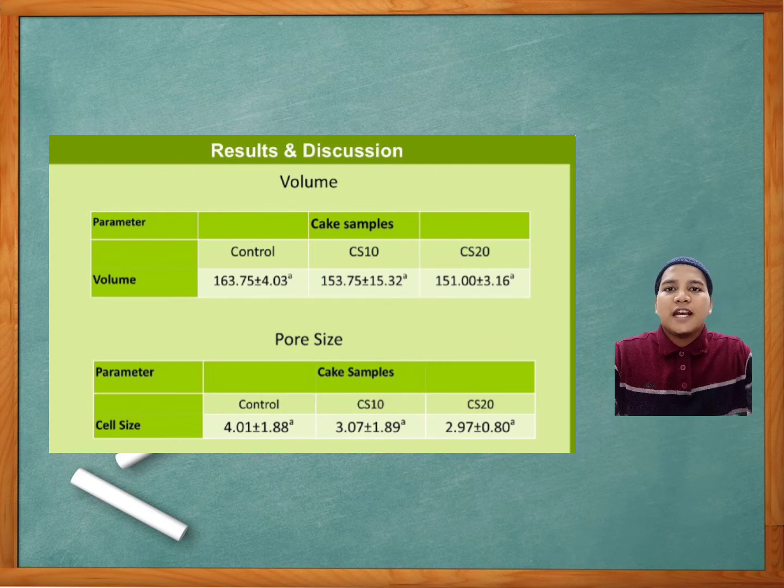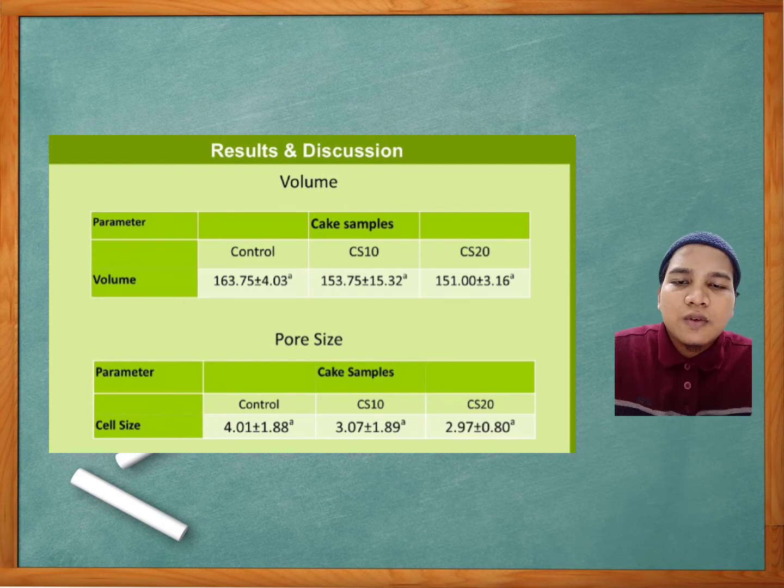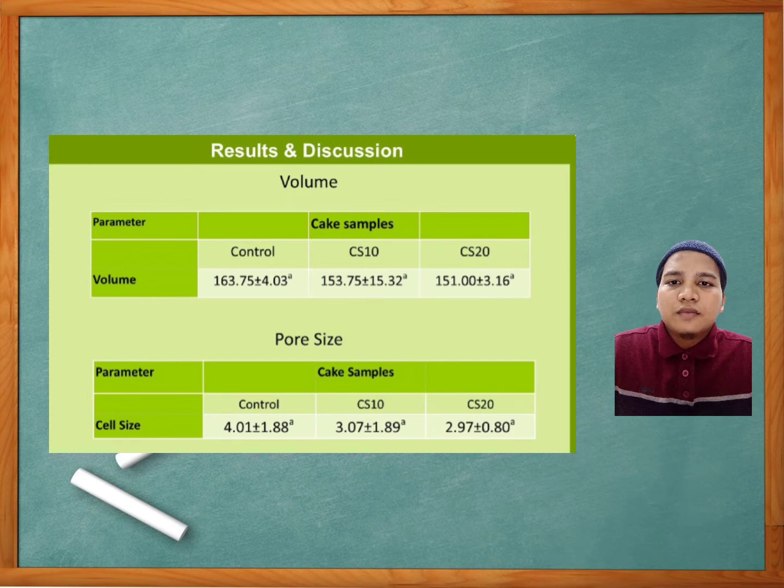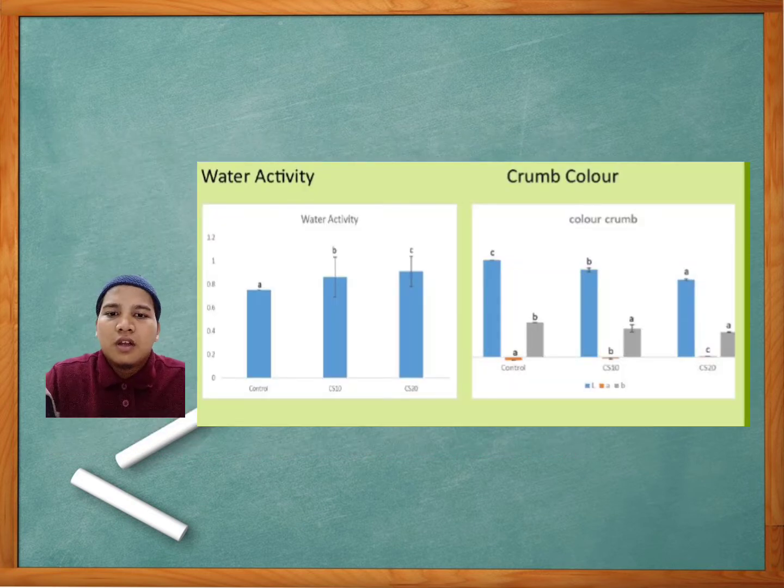Next, for pore size. Pore size was analyzed using the ImageJ application. An increase in the percentage of chia seed flour in sponge cake will decrease the cell size of the sponge cake. This is because chia seed flour has low fat content that can interrupt the gluten network during mixing.